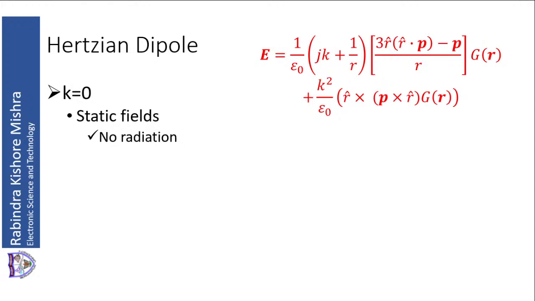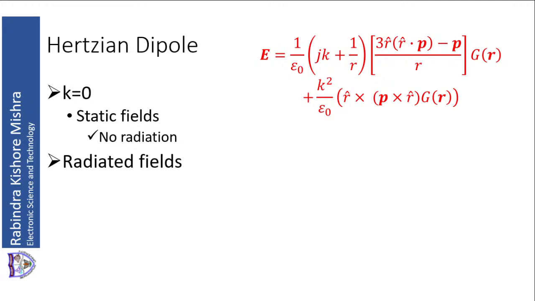So what is left is 1 by R into 3 R cap into R cap dot P minus P, by R into e to the power minus jkR. So that is a 1 by R square term. There will be in the denominator 1 by R into 1 by R square. Since there is R square in the denominator, that is not a radiating field. A radiating field is of the form where in the denominator there will be only R variation. R square and R cube variation will not be radiating. Therefore, k equal to 0 gives you static field. Static fields do not radiate. So there is no radiation.